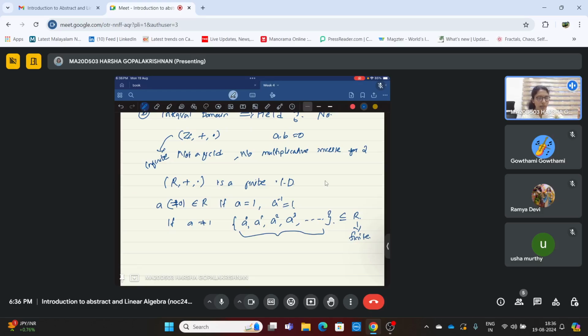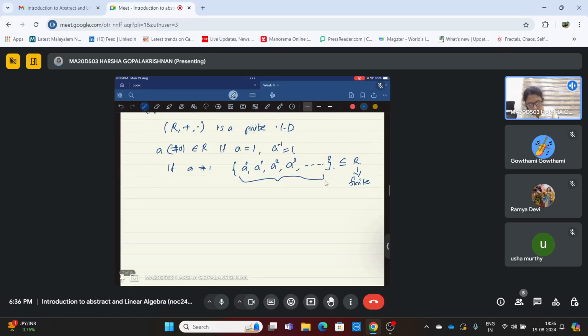At some point, at some a power n, it will come as the previous a power n. That is, there exists a j greater than i such that a power i and a power j are equal. Are you getting that? Suppose every element a power 0, a power 1, a power 2, a power 3, everything is a distinct element, then the set is going to be infinite. But that is not true since R is a finite set itself. So there should be some element which is repeating.